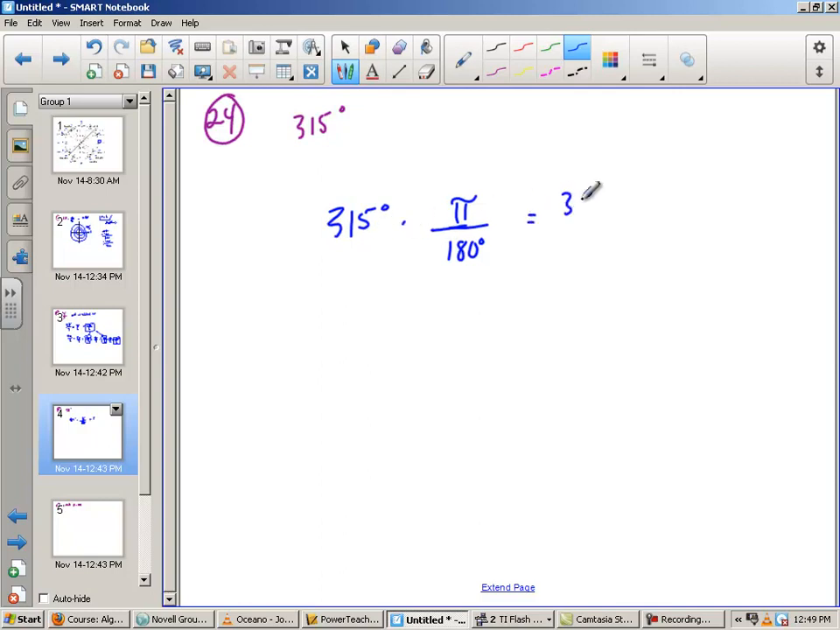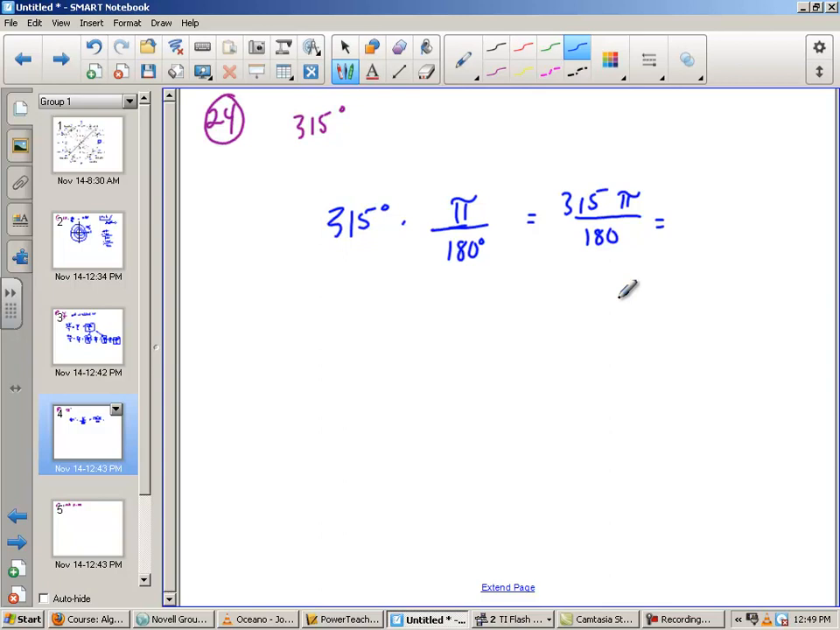Well, 315 pi over 180, that's going to reduce. For sure it reduces at least by 5s. But I'm going to suggest that it actually reduces by quite a bit more. Let's see if we can see what that'll reduce down to.